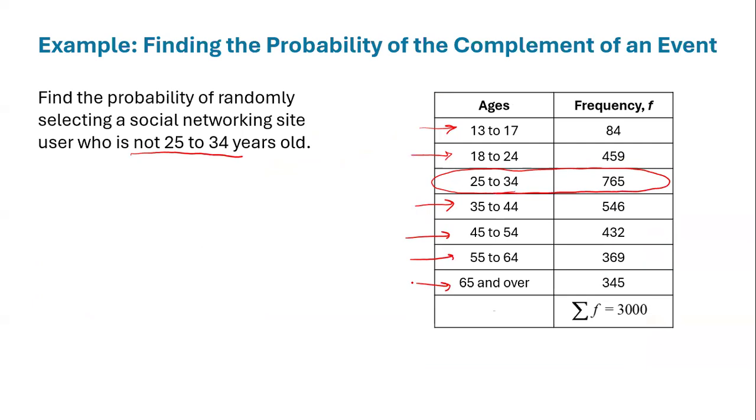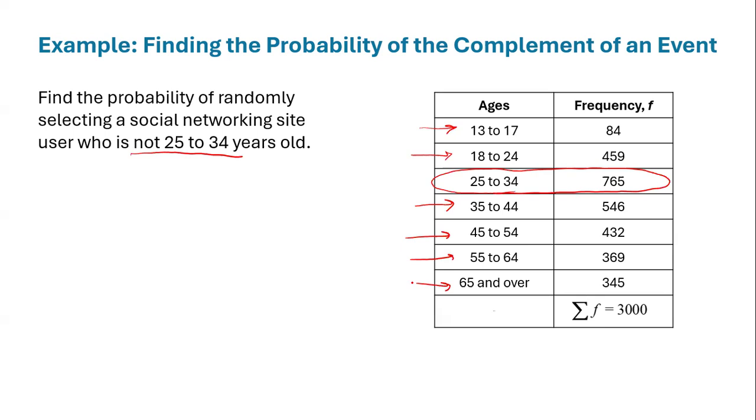That means I need to find the probability when the user is 13 to 17, or 18 to 24, or 35 to 44, or 45 to 54, or 55 to 64, or 65 and over. That's right. You need to find the probability for all of them because it says it's not 25 to 34. When it's not 25 to 34, it can be part of any of those classes.